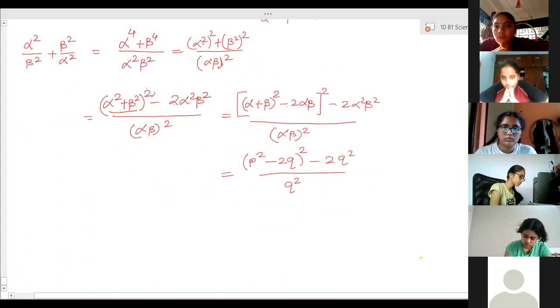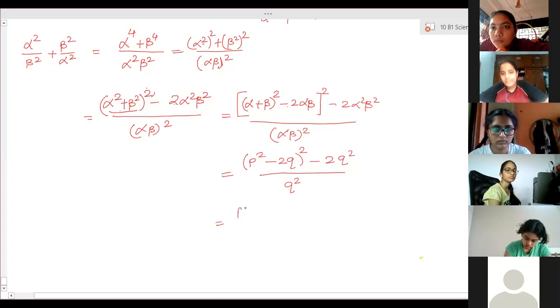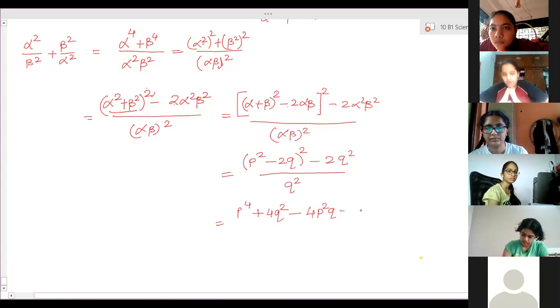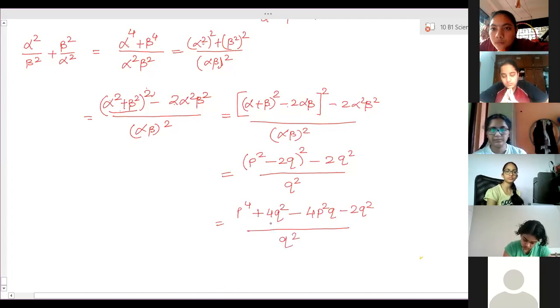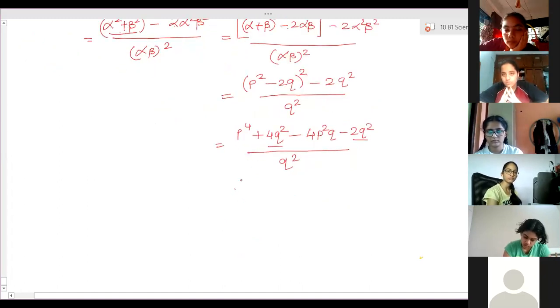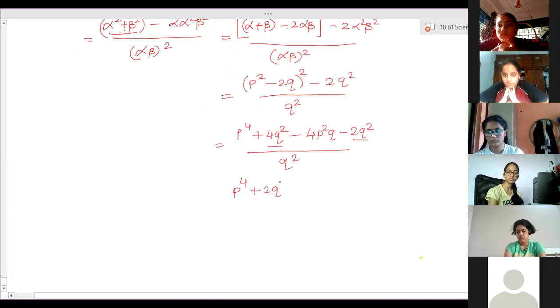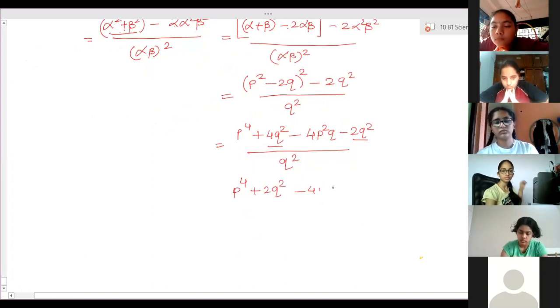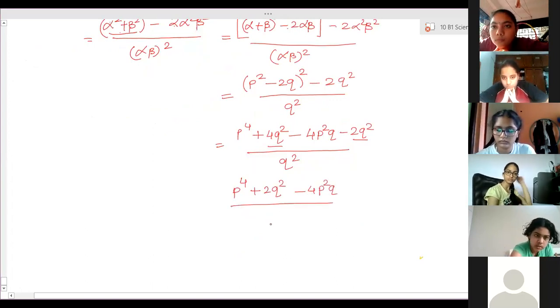Now again it is square, so this square we have to write. What is the square of this? It will be p to the power 4 minus 4p square q plus 4q square, minus 2q square, by q square. Now this is 4q square, this is 2q square. So p to the power 4 plus 2q square minus 4p square q, by q square.